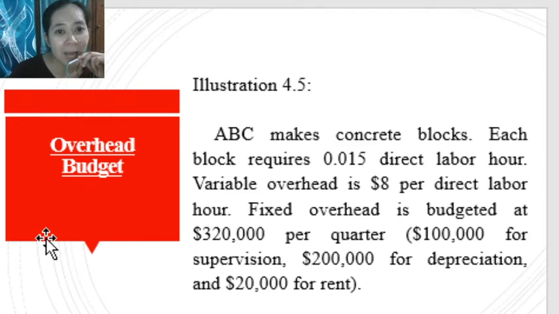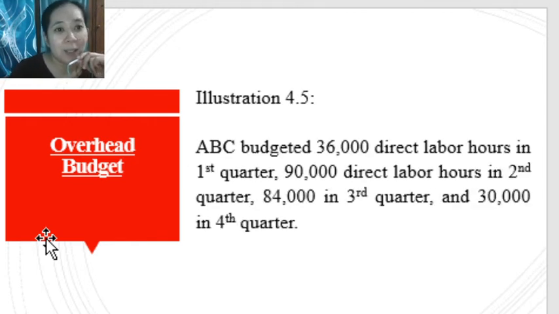The fixed overhead is budgeted at $320,000 per quarter. This is broken down into the following items: out of $320,000, 100,000 is for supervision, 200,000 for depreciation, and 20,000 for rent. To continue, the company budgeted 36,000 direct labor hours in the first quarter, 90,000 direct labor hours in the second quarter, 84,000 in the third quarter, and 30,000 in the fourth quarter.